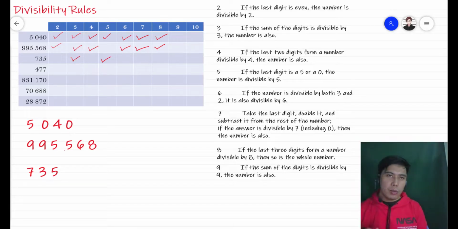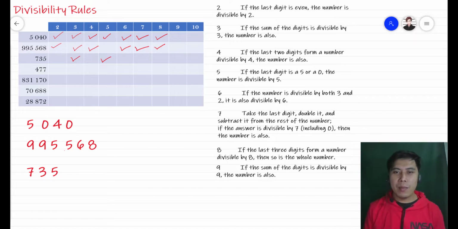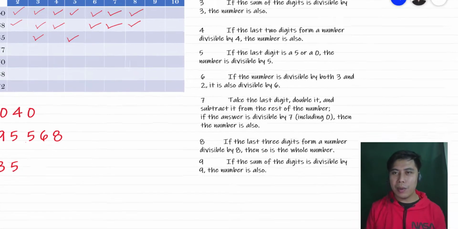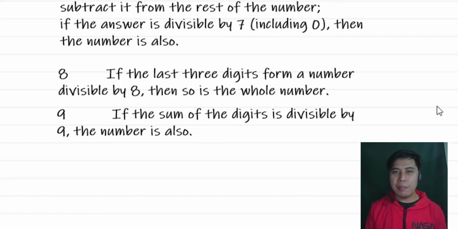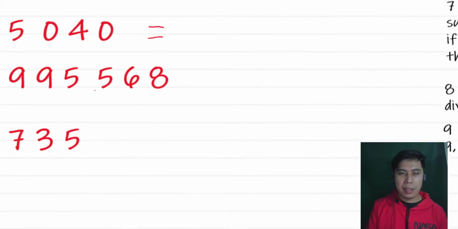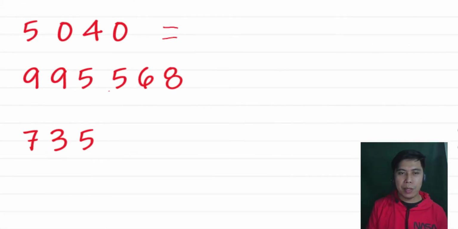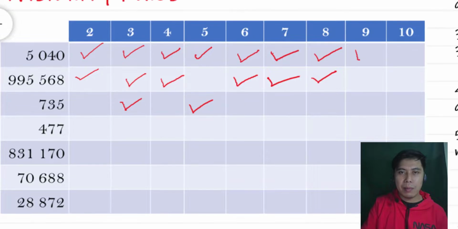The divisibility rule for 9 is somewhat similar to the divisibility rule of 3. We have to get the sum of all the digits of the number, and if the sum is divisible by 9, then we can say that the number is divisible by 9. So in this example, if we get the sum of all the digits of 5040, we get 9. Since 9 is divisible by 9, then we can say that this number is divisible by 9.